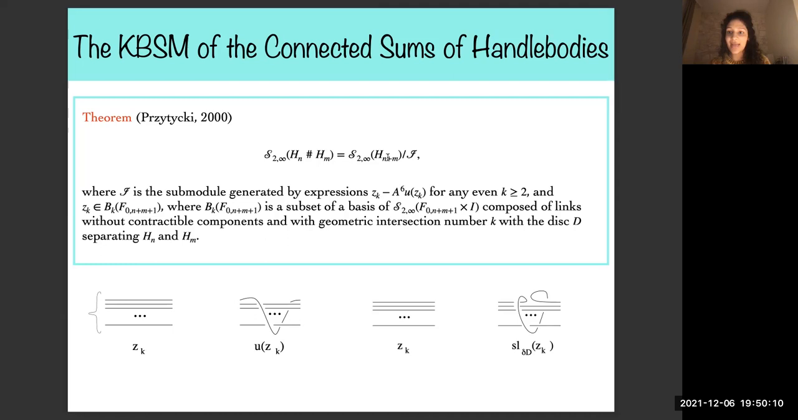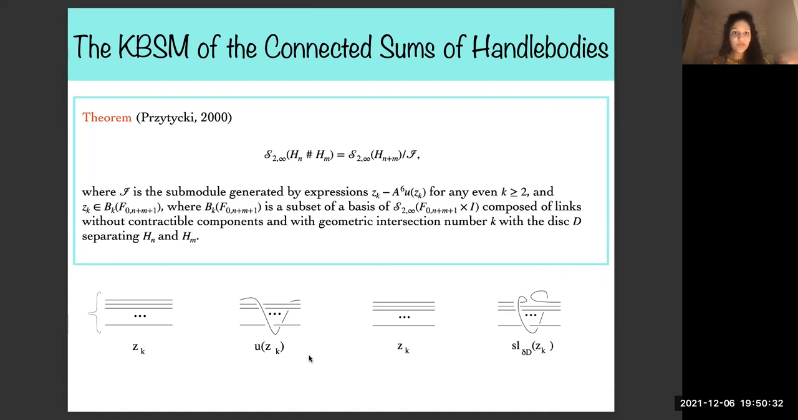a genus n plus m handlebody, modded out by the submodule, which is essentially generated by handle sliding relations of this form. So these expressions over here are exactly due to these handle sliding relations, and nu z_k is simply a modification of z_k as shown. So he stated this theorem about the KBSM of the connected sums of handlebodies.